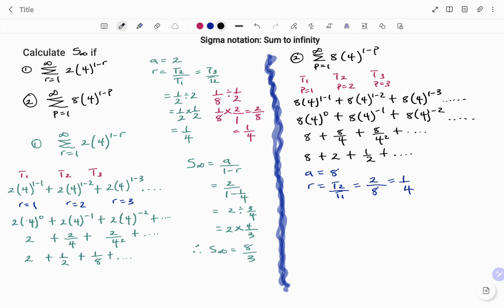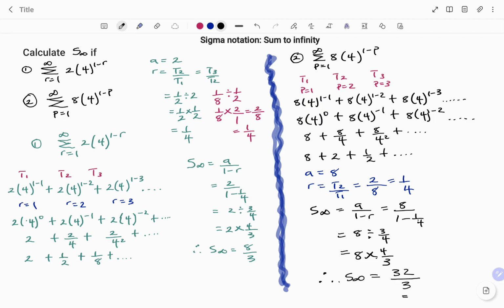So going back to the formula for sum to infinity, that's a over 1 minus r, and that's equal to the first term, 8 over 1 minus the common ratio, 1 over 4. That will be 8 divided by 1 minus 1 over 4, that's 3 over 4. That's 8 times 4 over 3. Therefore, the sum to infinity will be equal to 8 times 4, 32 divided by 3.